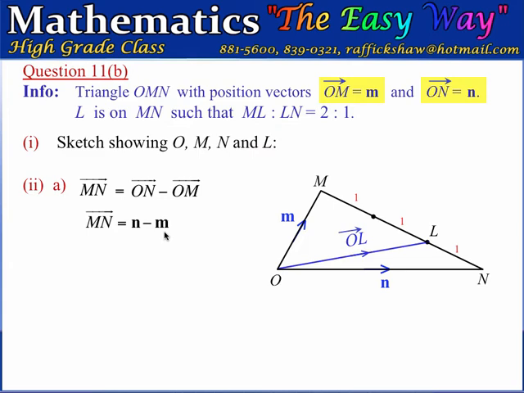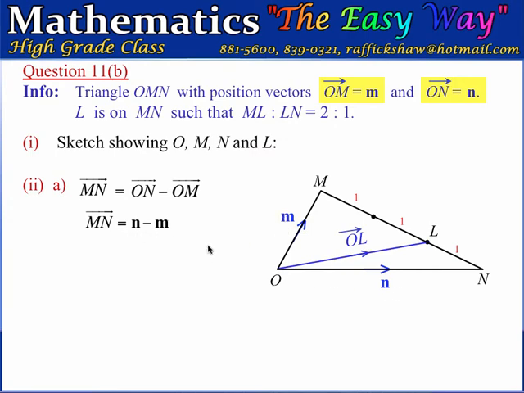And so, using the diagram, we could have found the vector MN by saying to go from M to N, we would go minus M plus N. That is, to go from M to N, we would go minus M, and the vector MO would be minus M because we are going in the opposite direction to the vector OM. And so we would go MO, which is minus M, plus ON, which is N here. And so the answer would be minus M plus N, which is the same as N minus M as we have here.